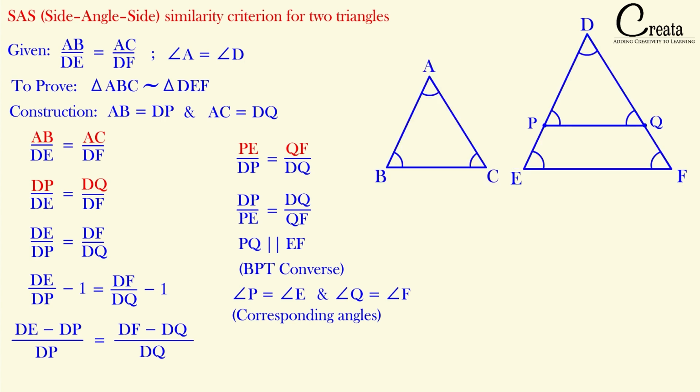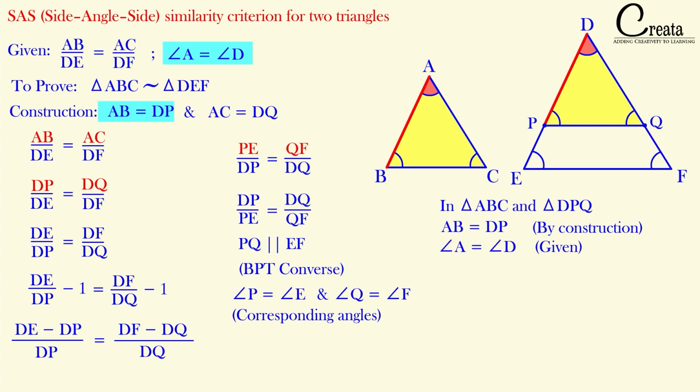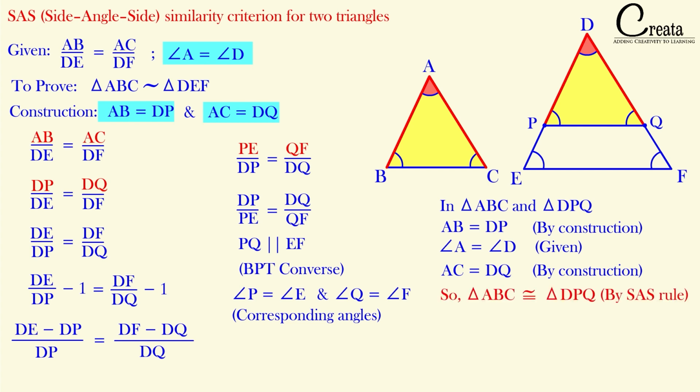Now, if we compare triangle ABC and triangle DPQ, are both the triangles congruent to each other? Yes, both of these triangles are congruent by the SAS congruence rule, side angle side. AB is equal to DP, this side is equal, and angle A is equal to angle D, that is given, and AC is equal to DQ by construction. By SAS congruence rule, both of these triangles are congruent to each other.